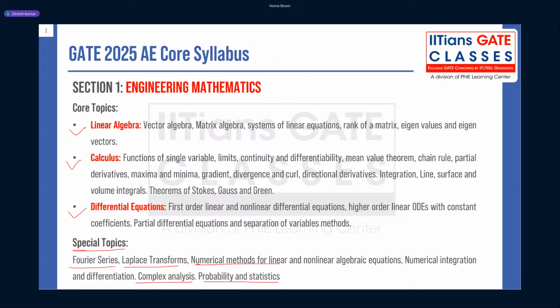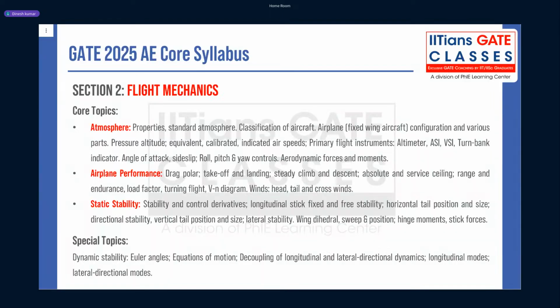Also this year there was a question on Laplace transformation. Complex variable and Fourier series they sometimes do not ask, but these topics are equally important. What is the weightage for engineering mathematics? Usually it is around 13 marks.